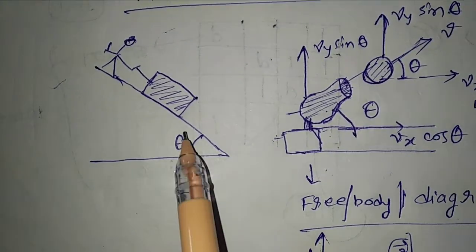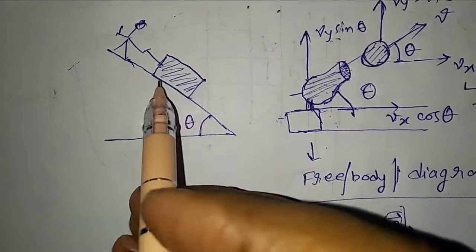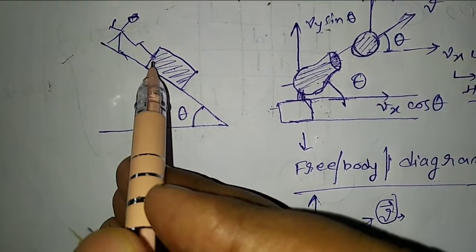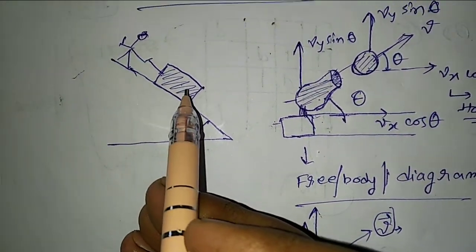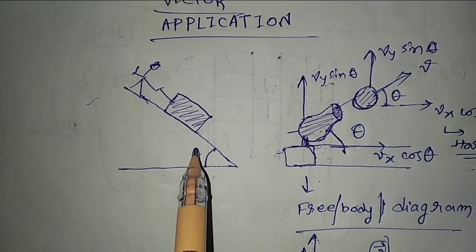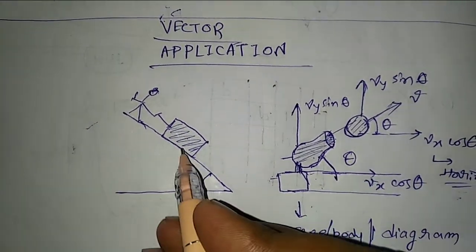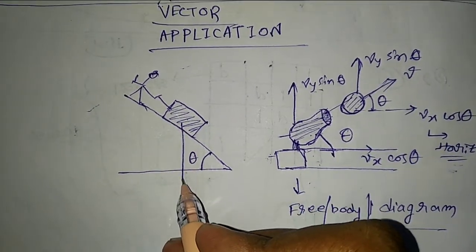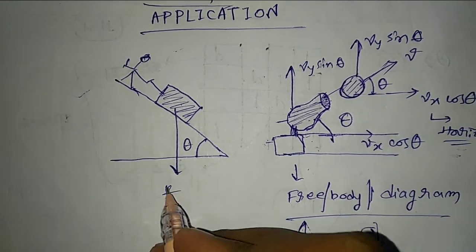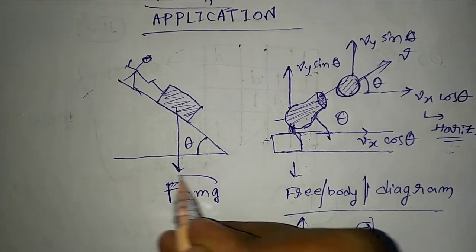Now I am going to discuss another problem. It is a very interesting problem. It is a box and a man is holding the box. So how can you break the components of the vector? You know force is always a vector F, and here what is the force? It is mg, meaning weight.